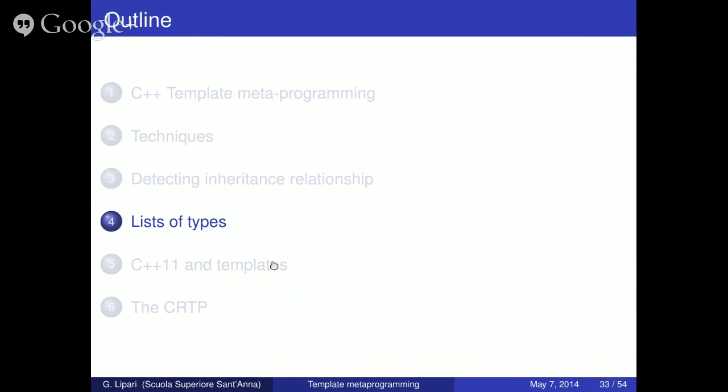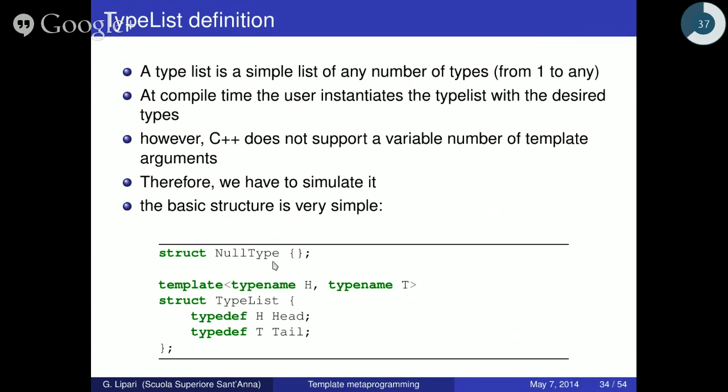Another trick I would like to show you, this is not very important actually. It's something that is not used anymore because now the C++ standard defines variadic templates. But in the past, before variadic templates, this trick allowed you to define a list of types. Let's see how it works.